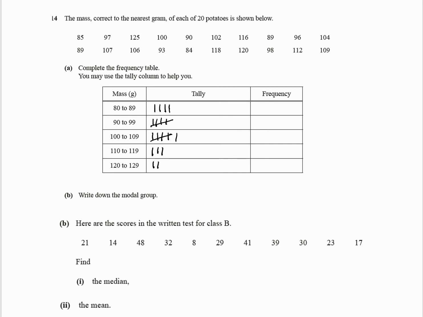Okay, so I've done all my tallying up and my frequencies are 4, 5, 6, 3 and 2. And I've checked these numbers add up to 20. 9 plus 6 is 15, plus 3 plus 2 takes us to 20. The modal group is the one with the highest frequency. Here is the highest frequency, so here's the modal group, 100 to 109.